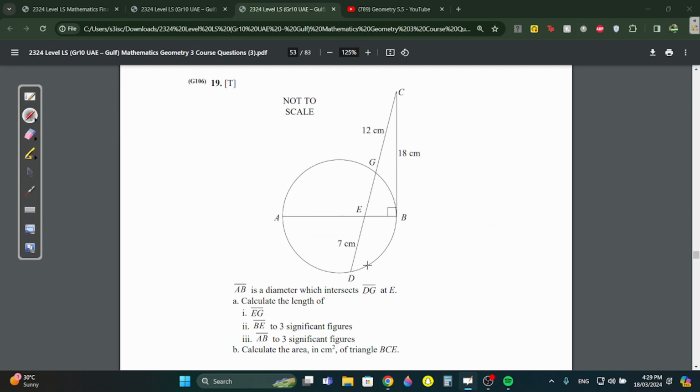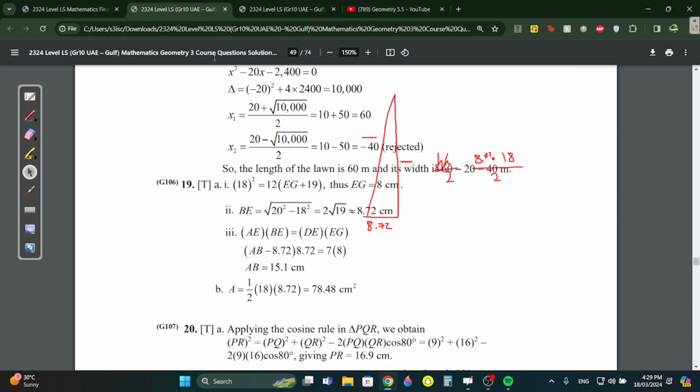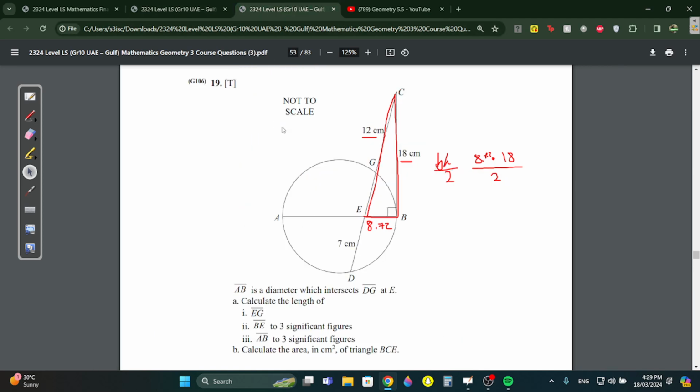Part B, calculate the area of BCE. Okay, BCE over here. How do you find the area? It's base times height over 2 because it's a right triangle. 18 is the height. The base is 8.72. Remember, we found it in part II. So 18 times 8.72, you multiply and then you divide by 2. You get 78.48. That's it.